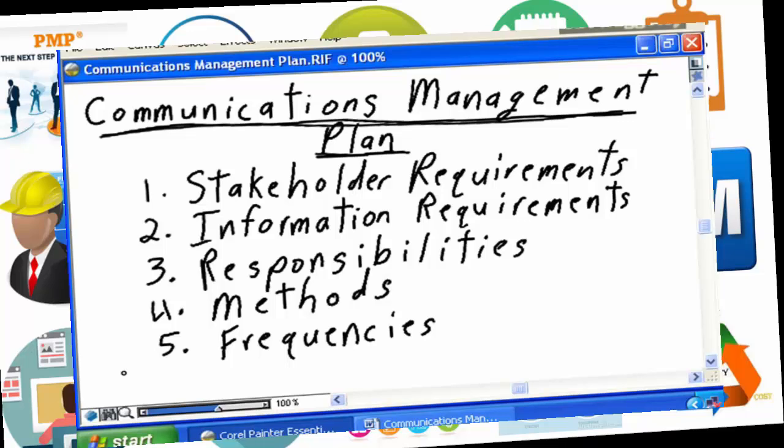The Communications Management Plan is a formal document that you, the project manager, must produce, and it's a formal document that must be presented to the sponsor, to senior management in your organization, and approved and signed off. By presenting the Communications Management Plan, getting approval and sign-off, you're ensuring that the definition of the stakeholder requirements, the information requirements, the responsibilities, the methods, and the frequencies are satisfying the requirements for the sponsor and for senior management.